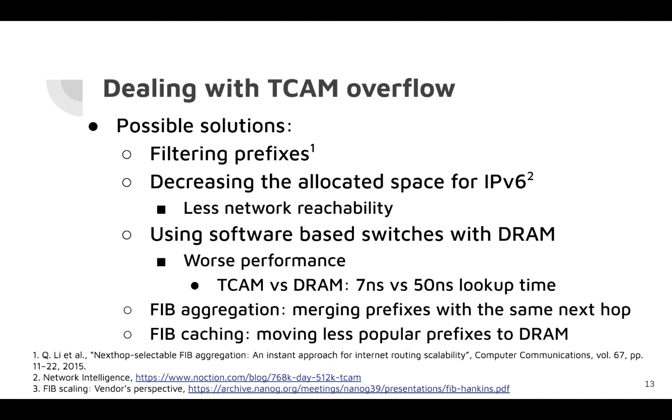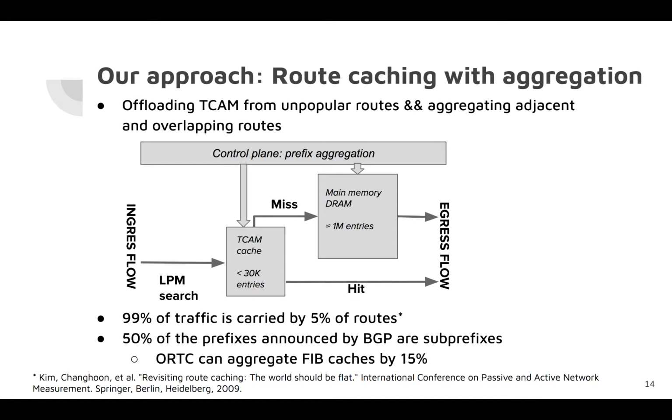Finally, there are two approaches thoroughly studied by academia. First, FIB aggregation, merging adjacent prefixes with the same next hop, and then FIB caching, offloading the FIB from unpopular routes. In this work, we merged these two well-known approaches.